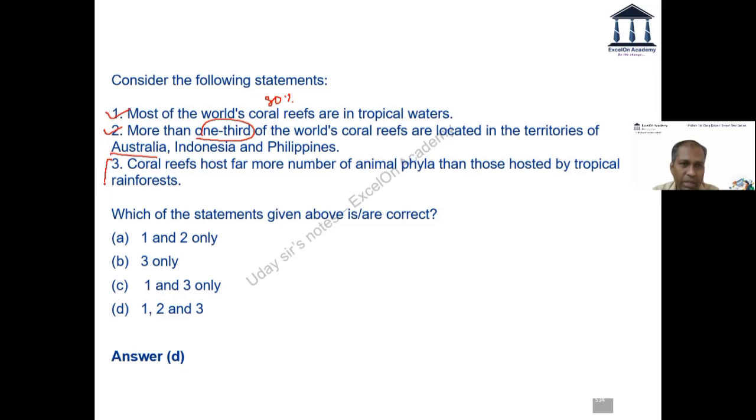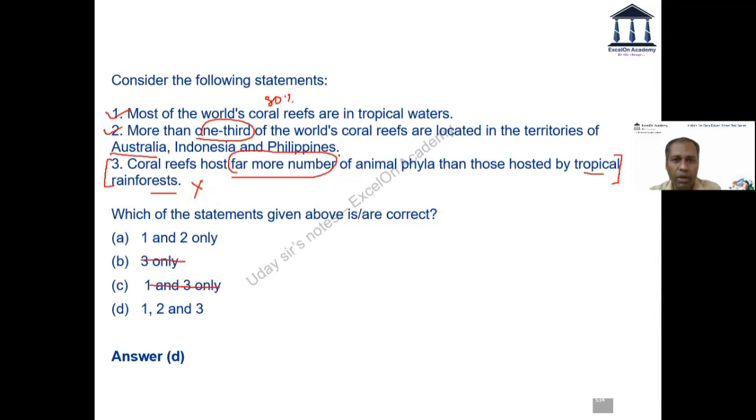Now, the third statement is where I have a problem. Great Barrier Reef, you're right. So statements 1 and 2 are there, so I strike these off. Now, which is the decider? The deciding statement is statement 3. Here I'll tell my concern, because I don't want to project that I can answer all questions. I cannot, because I have a problem with this specific question. Statement 3 says the coral reef hosts far more number of animal phyla than those hosted by tropical rainforest. My instinct would be to say that this statement is incorrect.